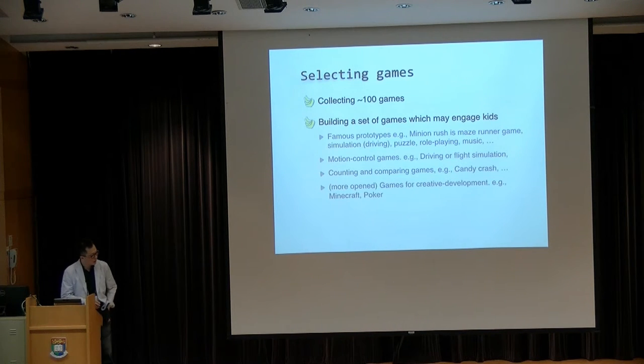So we collect about 100 games, and we try to classify those games into several categories. For example, we categorize them by prototyping. For example, Million Rock is a match running game, or several games is simulation game, or some puzzle game, or role playing game, or music game. And some of games have motion control.